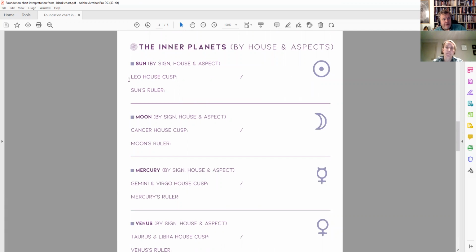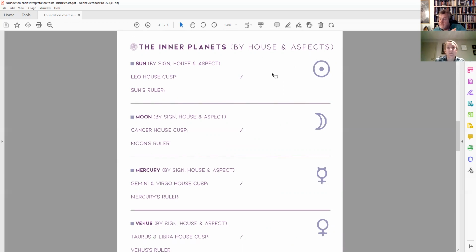So you'll have the house cusp that Leo falls into, where the sun's ruler is, various things. So you're looking at the sun by sign. For example, you're a Virgo, aren't you? Yeah. So this would say sun, by sign, you put Virgo, and you've got it in, is it the 10th or 11th house, I think? 12th. So you put Virgo 12th, and then you put in any aspects, which we'll be covering as well.